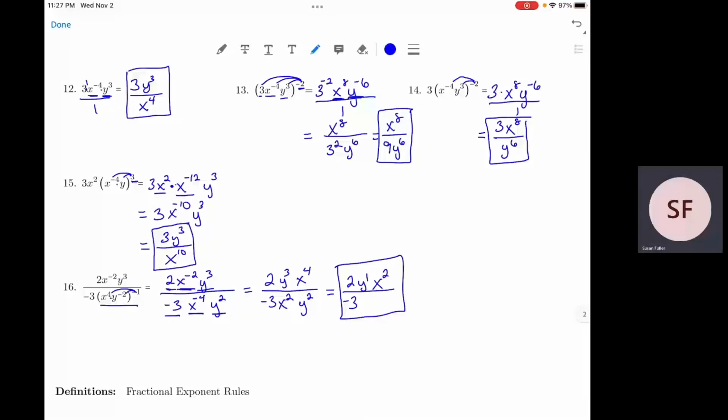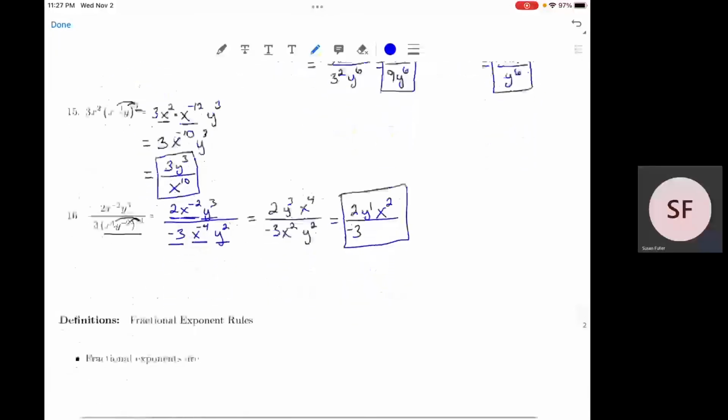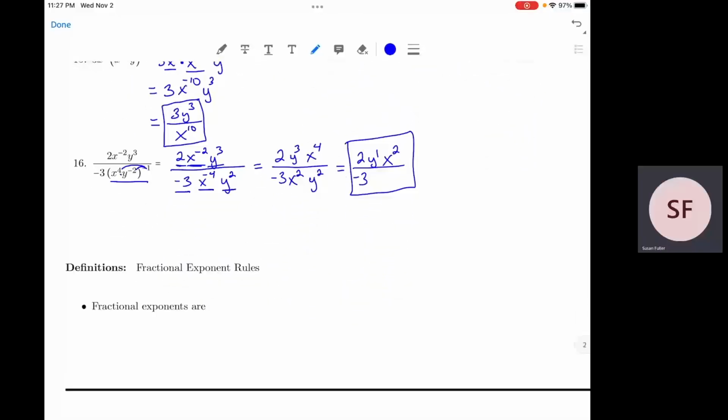All right, hopefully that all makes sense. You'll have to practice those, and if you're a little rusty on these, just keep practicing. Be careful with your exponents. Go slow, take your time, and play should I stay or should I go.